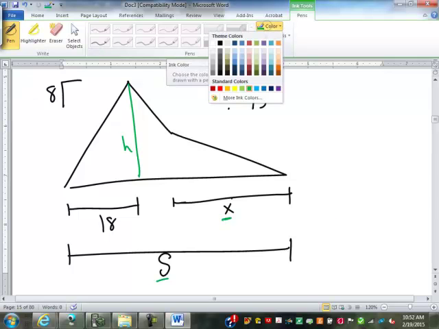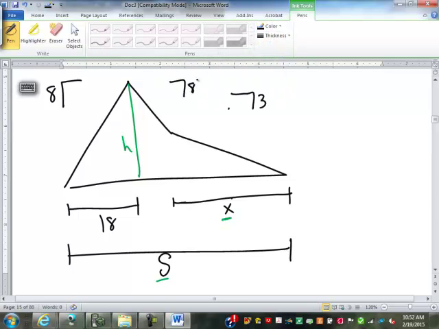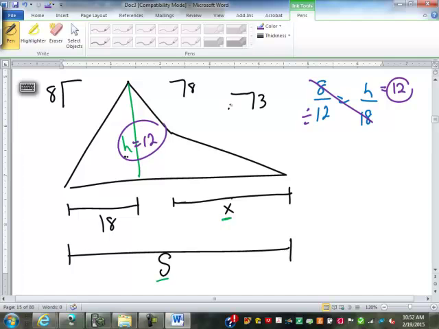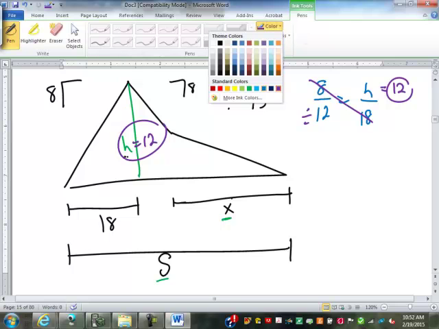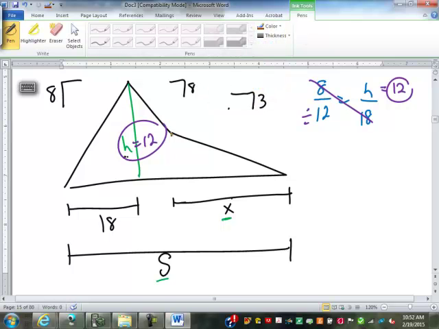So what we have here, of course, this part's going to be 8/12 as well. We can find the height rather quickly by using 8/12 equals H over 18. H ends up being how much? 8 times 18 divided by 12 is going to be 12. H is 12.